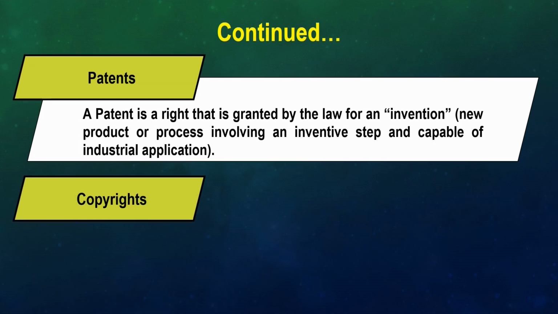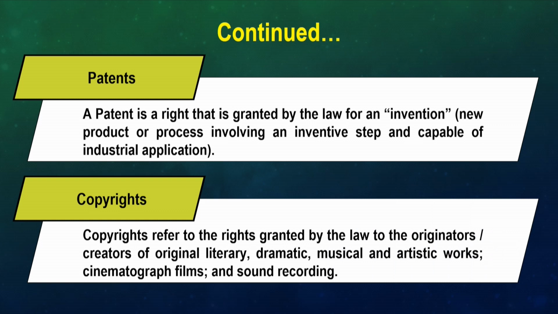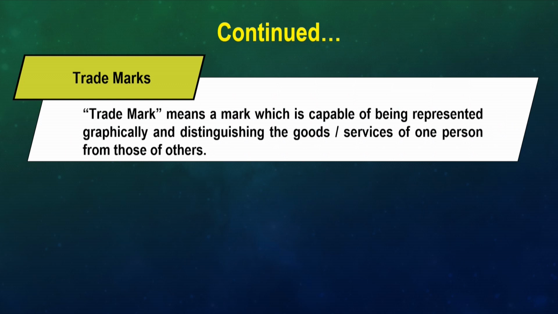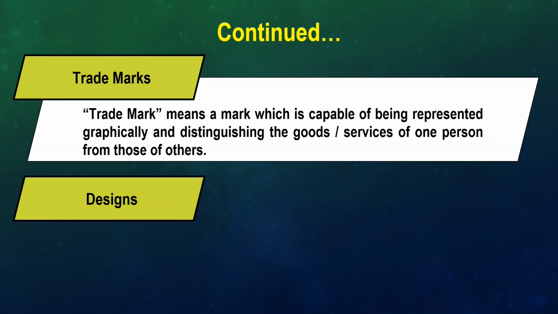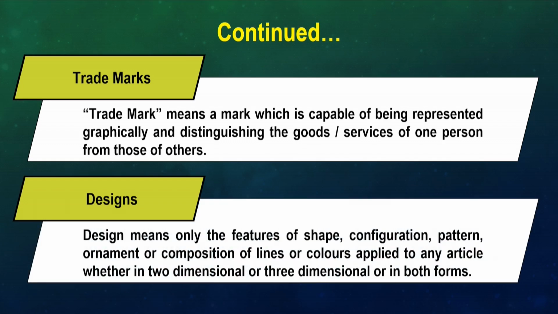Second, copyrights. Copyright refers to the rights granted by the law to the originators, creators of original literary, dramatic, musical and artistic works, cinematograph films and sound recording. Trademarks. Trademark means a mark which is capable of being represented graphically and distinguishing the goods and services of one person from those of others. Designs. Designs means only the features of shape, configuration, pattern, ornament or composition of lines or colors applied to any article, whether in 2-dimensional or 3-dimensional or in both forms.